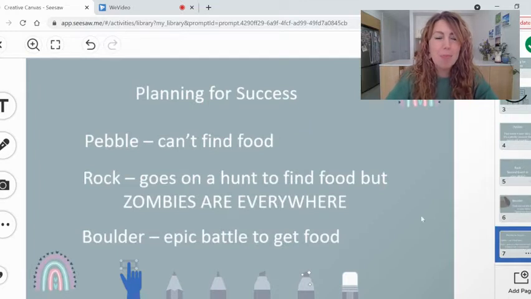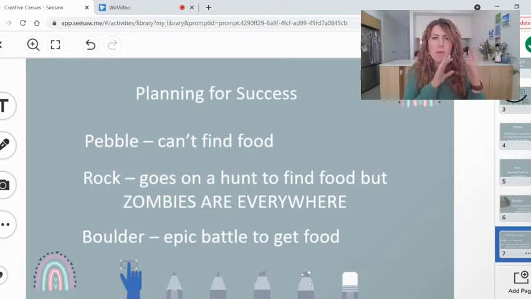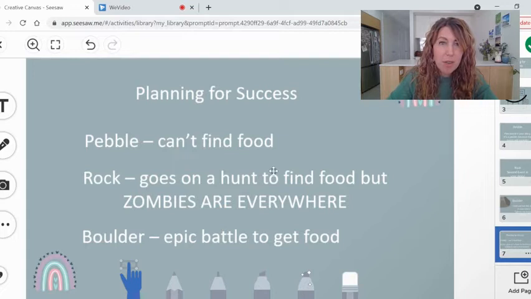Now here's an example. So if I was writing a story about my friends and I got lost and we were out in a place we'd never been before, the first event, the pebble, something small that happens is we can't find food. So I would spend my time writing about this event of we're looking for food and we just can't find it. The rock is the second event. Now it's slightly bigger than the pebble because the tension is growing. We go on a hunt to find food, but we discover there are zombies everywhere.